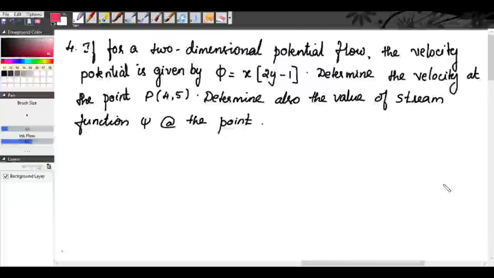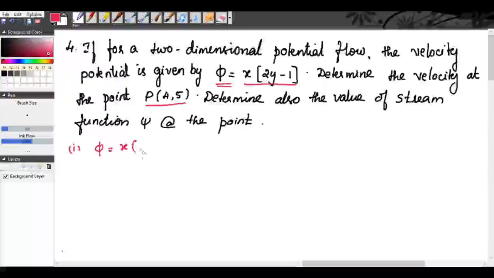Fourth problem. So the problem is, if for a two-dimensional potential flow, the velocity potential is given by phi equal to x into 2y minus 1. Determine the velocity at point 4, 5, where x is 4, y is 5. Determine also the value of stream function psi at the point. So very simple. So first we will determine the velocity at the point. You can solve this problem; I will give you the hint. You do this as a homework problem.